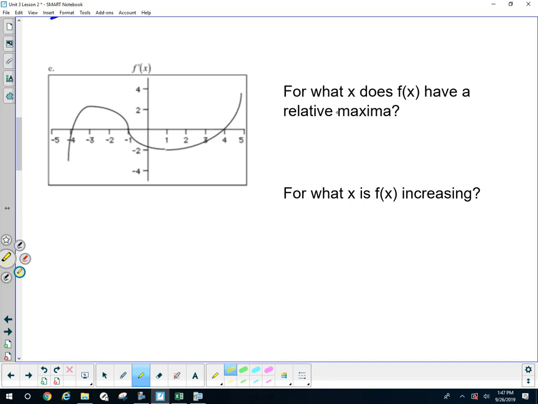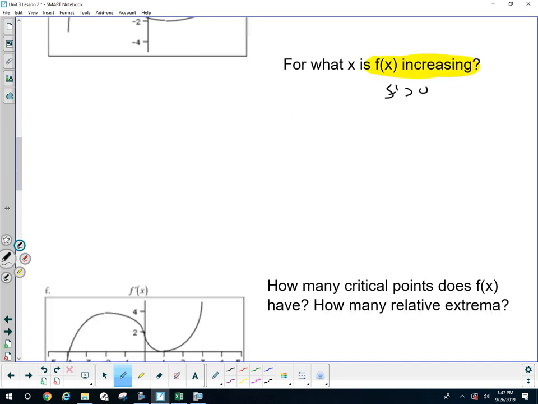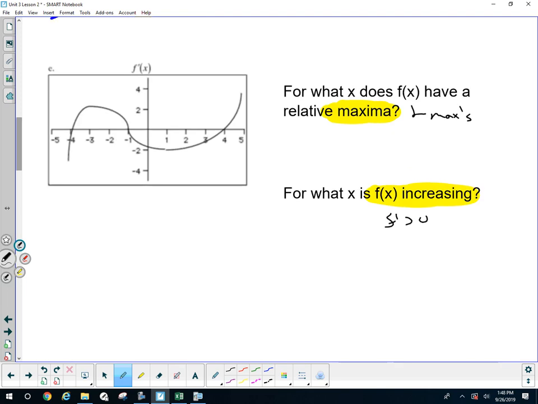Be careful about the questioning. If it asks you for maxima, you're only looking for locations of maxes. When is F increasing? Something is increasing when its derivative is positive. All right, well, you can translate this into a sign chart, but you should be able to get to the point where you see positive values, negative values.